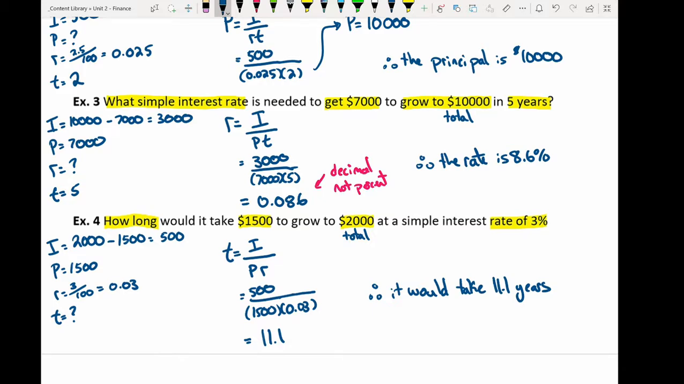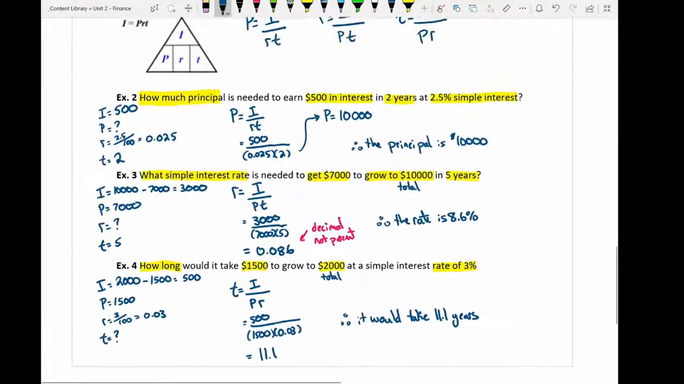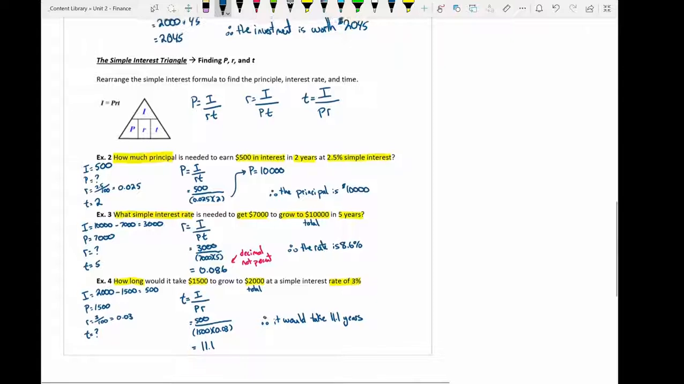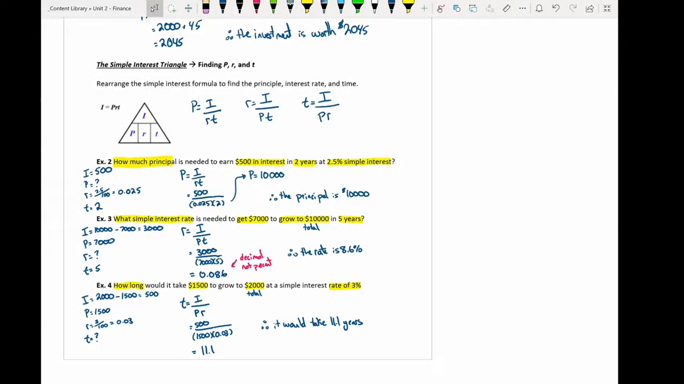So this is an overview of simple interest. Again, it's basically one formula, and then we can use it as a triangle to find the other values. But again, the main thing is how to use simple interest to calculate the interest, the principal, the rate, or the time.